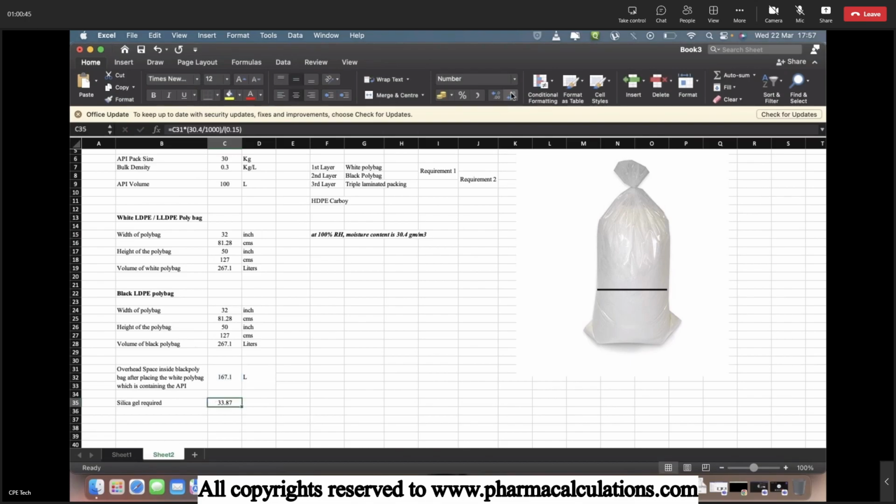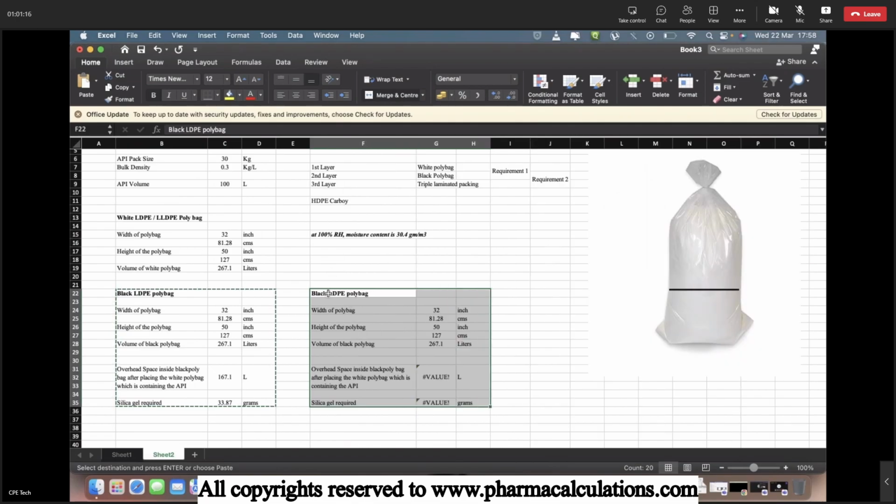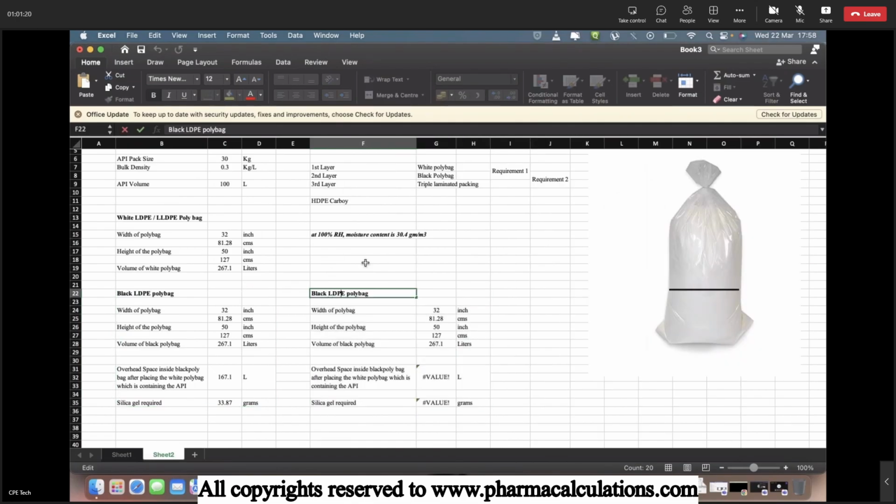So this is going to be almost 34 grams. So we need to place total 34 grams of silica gel between white and black poly bag. And after packing this black poly bag, again we are going to place this black poly bag inside a triple laminated packing. So I'll be taking the same formula and I'll be using the same content here also. Okay, so this is going to be the triple laminated poly bag.